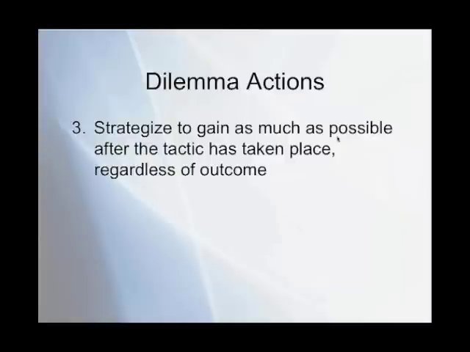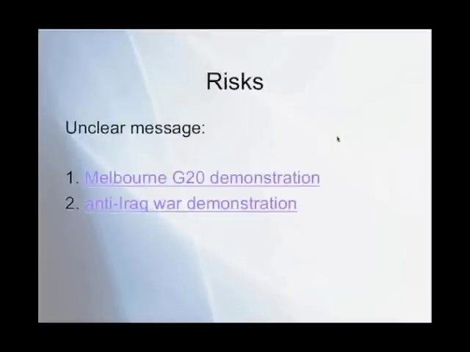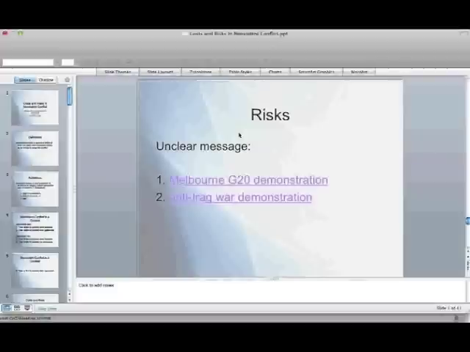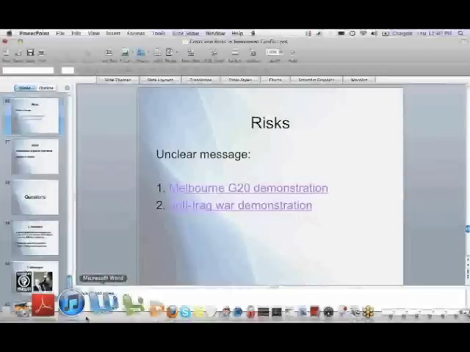So I have 0 minutes left, so I'm going to go very quickly to risks of imposing political and legitimacy costs. And I'm just going to give 2 examples. I'm going to show 2 images. One is a G20 demonstration in Melbourne, Australia, and the other is a demonstration against the Iraq War. And here's the Iraq War demonstration right here. And I'll read you what some of the signs say.